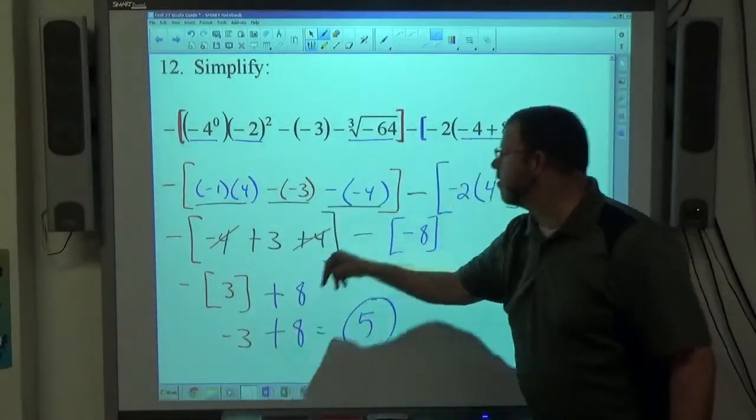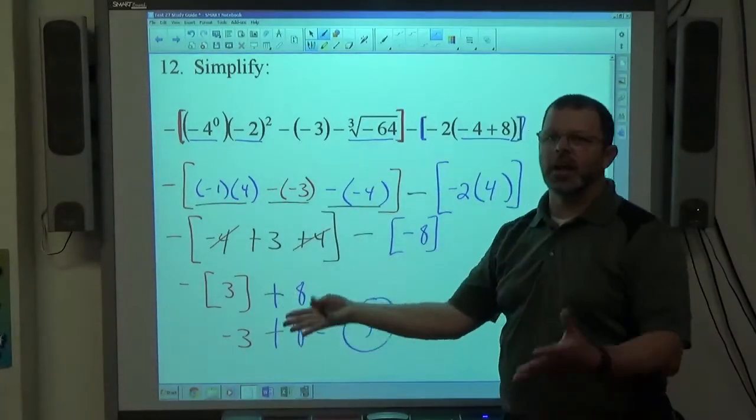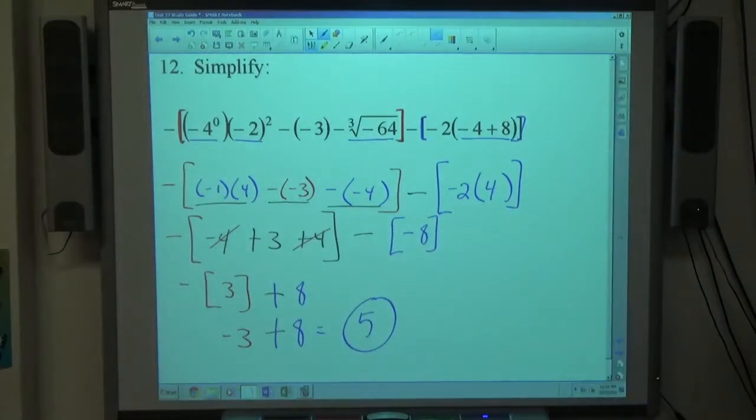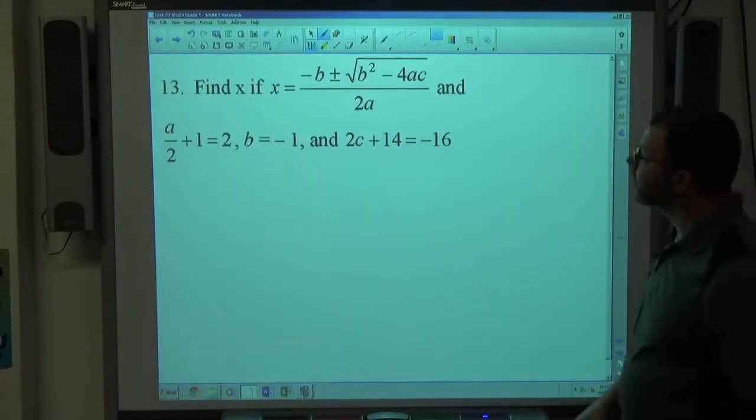Evaluate that down as much as you can. Then add or subtract based on the signs at that point.